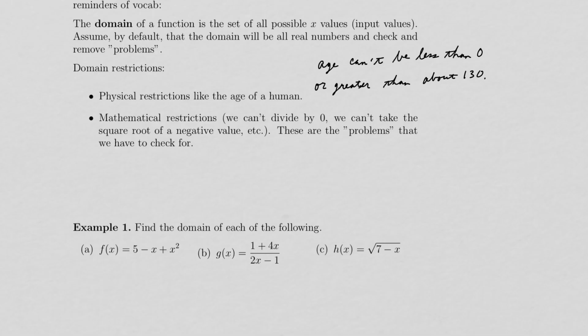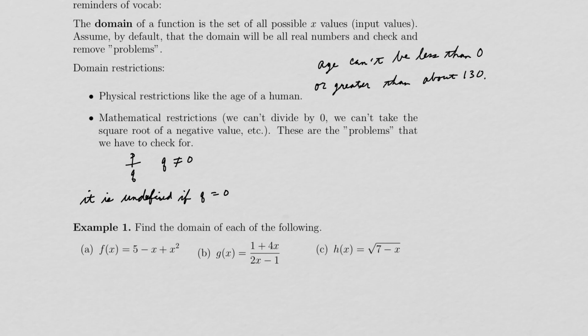What we're most interested in here are mathematical restrictions. So again, one of the most common ones is we can't divide by 0, right? So if we have some fraction, say p over q, q cannot equal 0, right? Because it's undefined. If q is equal to 0, that fraction would have no meaning if the denominator was 0.